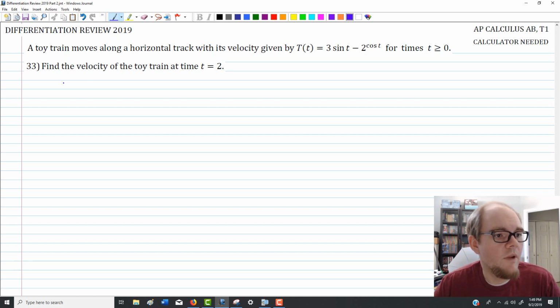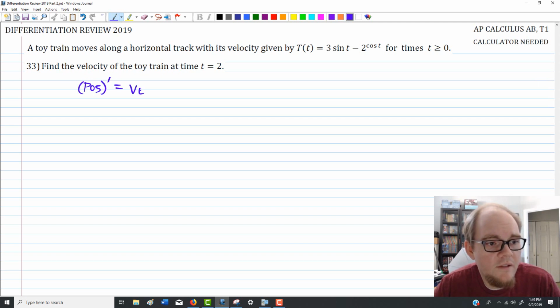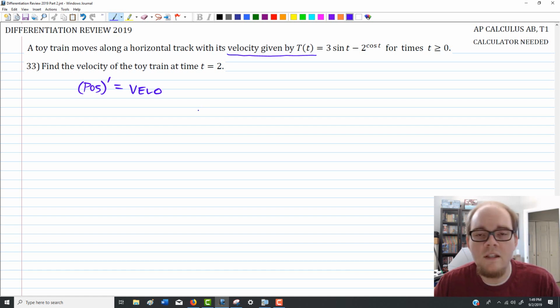So the first question, 33, asks us to find the velocity of the toy train. And now you're probably used to the fact that the derivative of the position is equal to the velocity, because of course it is. In this case, though, we are given the velocity and told that it's T of t. So we don't have to differentiate anything to calculate the velocity here. And to be fair, if I'm being honest, I actually screwed that up and just had to redo this entire part of the video. So here, all we need to calculate is T of 2.